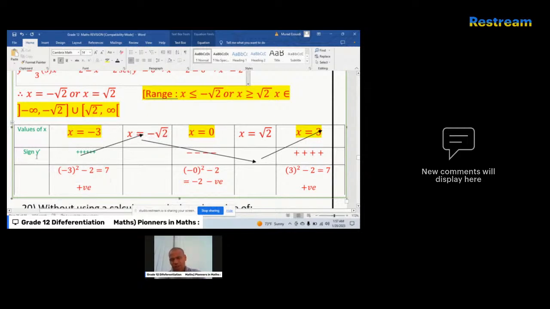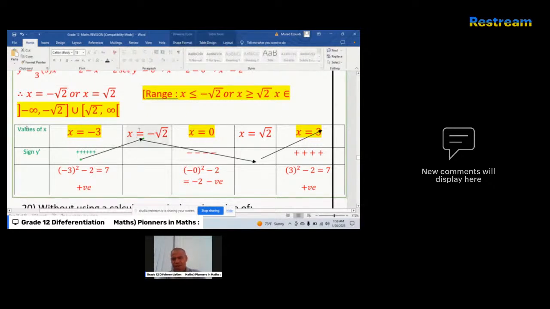To find the sign of y dash at this point, find the value of the first derivative when x equals negative 3. Replace x: y dash equals negative 3 squared minus 2. Negative 3 squared is 9, minus 2 is 7. Therefore, the sign of y dash is positive. That's why I put a positive sign, and I use this arrow to show that for x less than or equal to negative root of 2, the function is increasing.